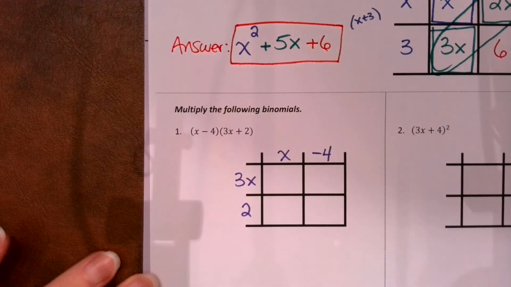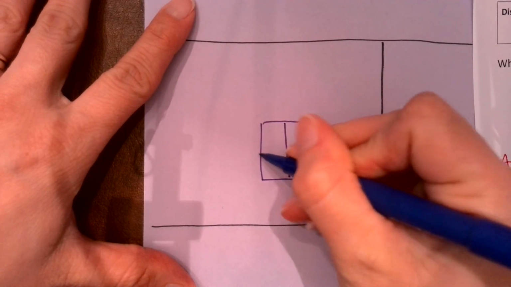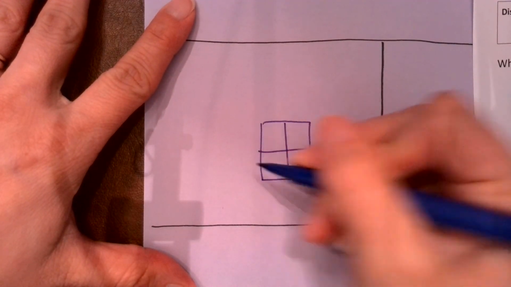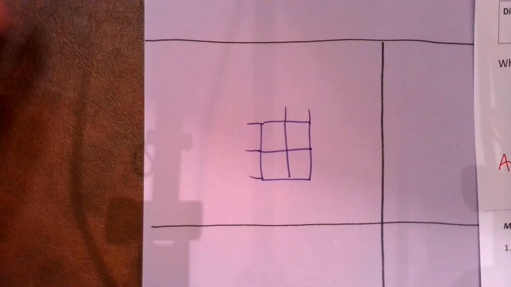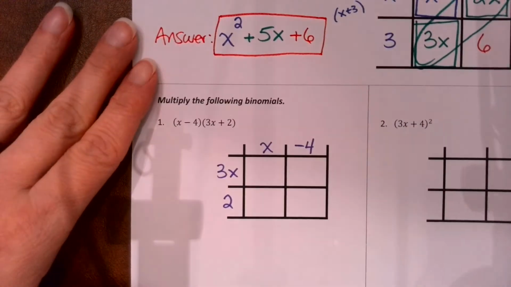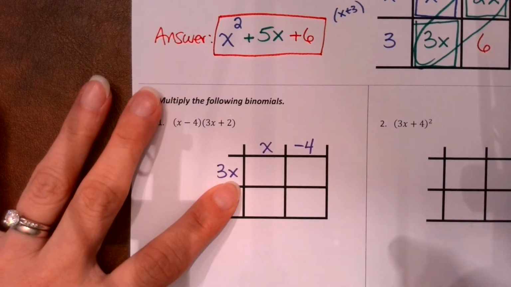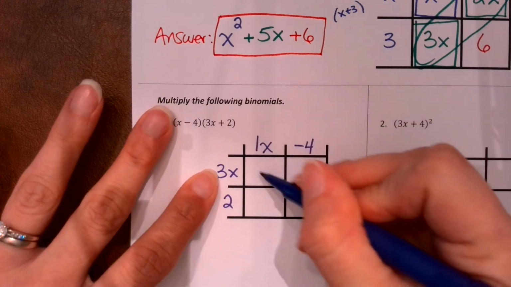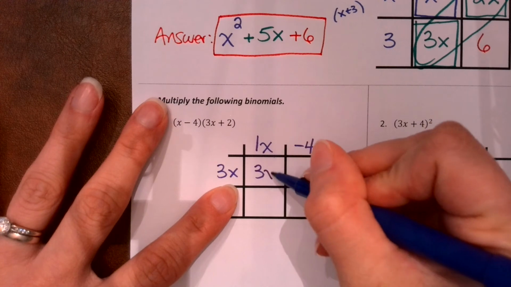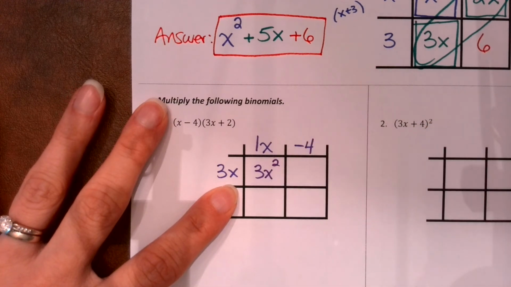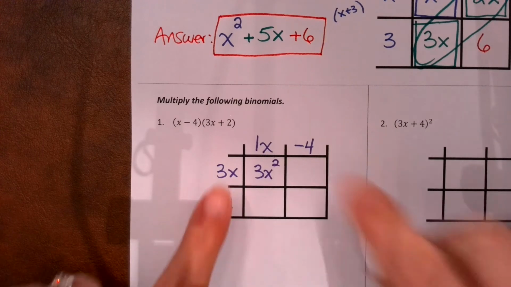Some people do a nice simple box. They just draw a box with 4 things, and then they put their terms on the outside. You don't have to have these little things that stick up, but you could put those if you want. Okay, what is 3x times 1x? 3 times 1 makes 3, and x times x makes x squared. Perfect.